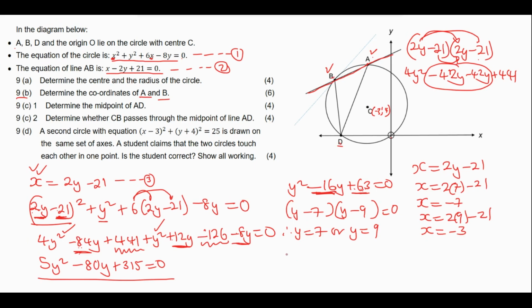So it means the coordinates of B should be the one with 7. 7 goes with negative 7. So it's (negative 7, 7). And then the y value for A should be 9. Then 9 goes with negative 3. So it's (negative 3, 9). So these are the coordinates of B. These are the coordinates of A.